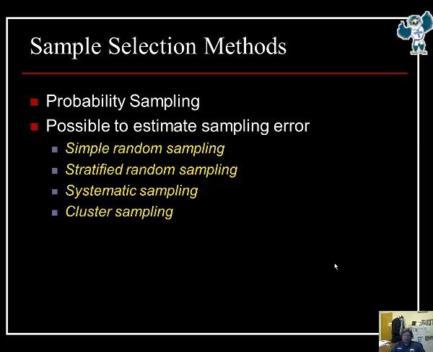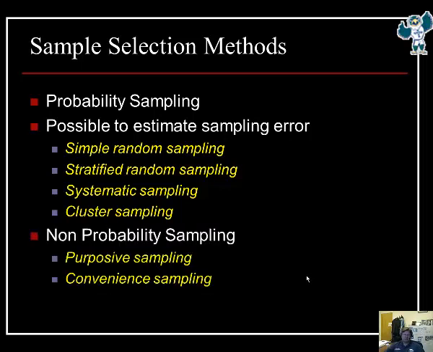In this lecture, we're going to talk about simple random sampling, stratified random sampling, systematic sampling, and cluster sampling as examples of probability sampling methods. There's others out there, but these are the ones that we're going to look at in this lecture. For non-probability sampling, we're going to look at purposive sampling and convenience sampling, and we'll talk about in what situations those types of techniques will be appropriate to use.